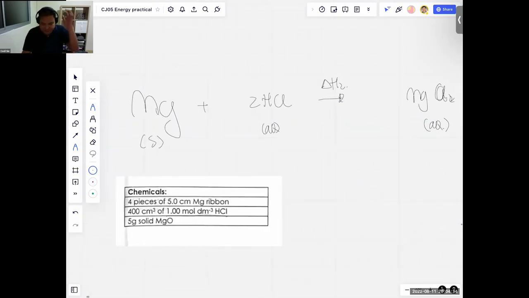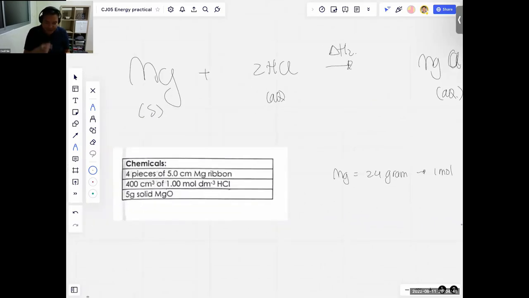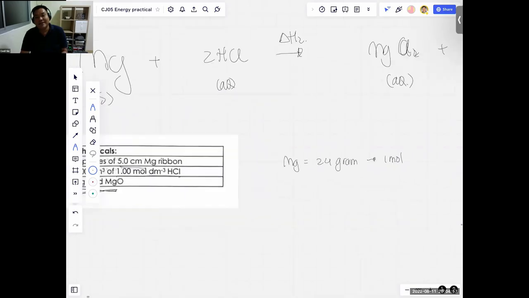HCl, magnesium is 24 gram, one mole, yeah. But they don't have the gram here, but roughly this 5 cm of magnesium is roughly around 5 gram. Yeah. So which is in excess?